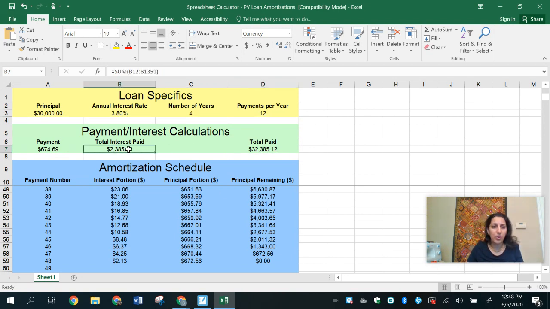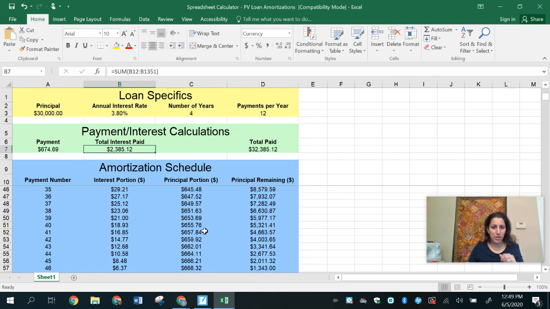I will often refer to this number here, this total interest paid, as the cost of borrowing. So if I ever say, what was the cost of borrowing, I'm asking you, above and beyond the value of the item, so in this case $30,000, how much did you pay? And how are you going to get that number? You're going to figure out what you totally paid and subtract it from what you borrowed, and the difference is that. That's where this number comes from. Okay? So I hope that makes sense.